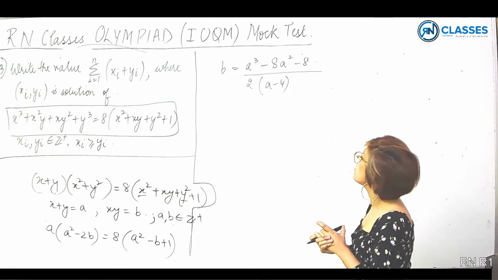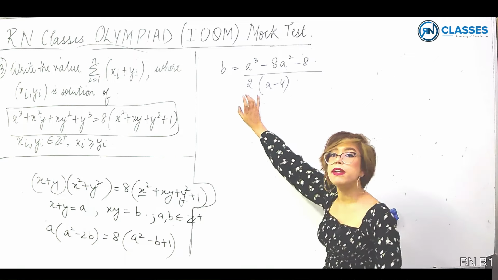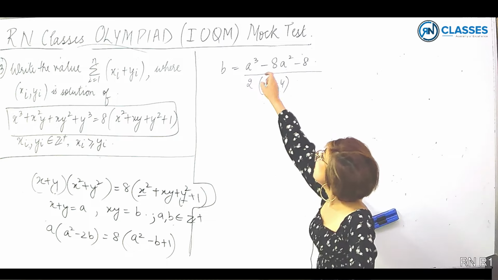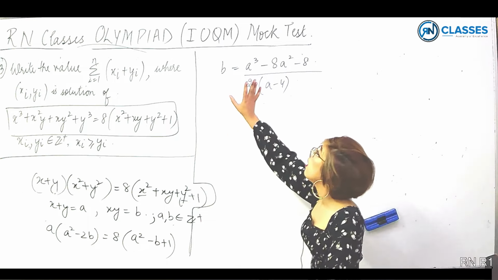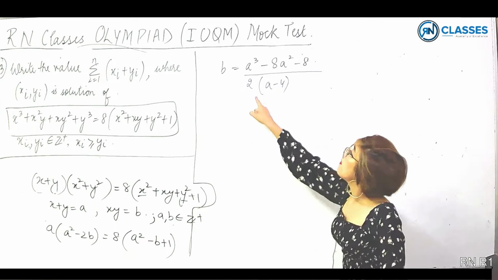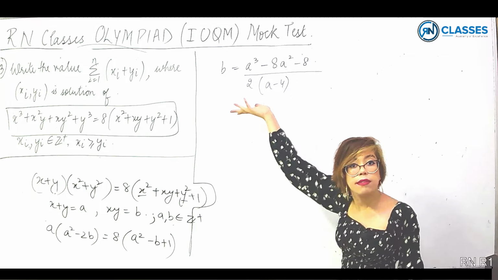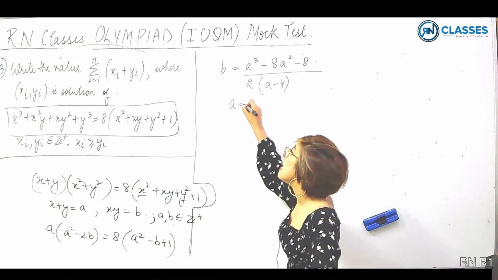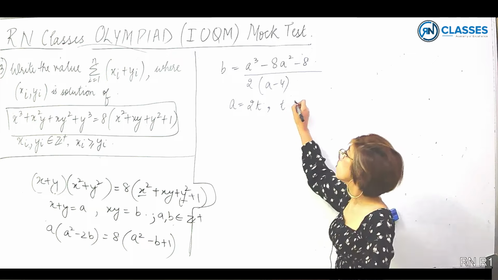Now we have come up to this point. Here I have the denominator 2, which is an even number. Now a has to be an even number. Why? Because in short I got the value of b and b is an integer. Since b is an integer, the factor must cancel. That means if 2 is coming in the denominator, the numerator also should have 2. That means a has to be an even integer. That means a is of the form 2t, where t obviously is a positive integer.